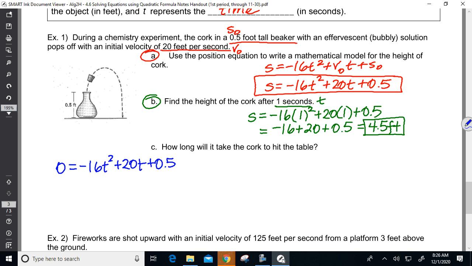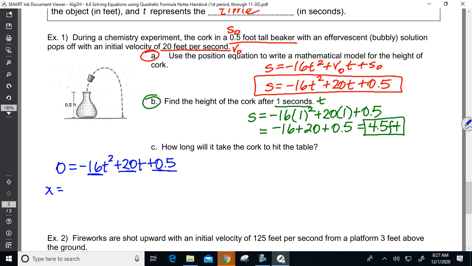So let's do this. If we're using the quadratic formula, the equation's already equal to 0, yay for us. That makes it easier for us to do our work. There's your A, there's your B, there's your C.